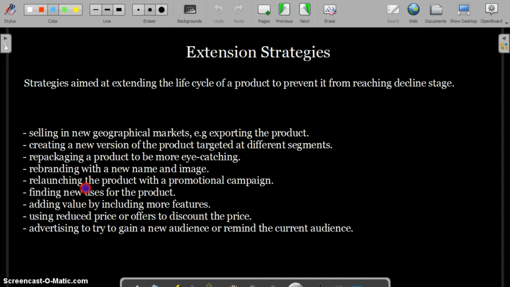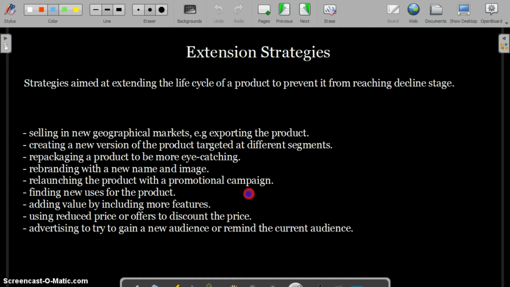Or you can say the main thing that Coca-Cola does is that they relaunch the product with a promotional campaign. And sometimes they can find new uses for the same product, like a product that might be just used for breakfast could also be used for lunch or for some sweet dishes, desserts, etc. And we can sell it to different geographical markets, for example by exporting the product after it has been successful in your country. You start to export your products to increase your sales, like if the sales are decreasing in country A, you export it to country B, so there's a chance of sales increasing.